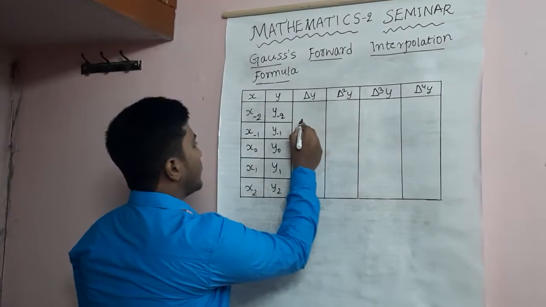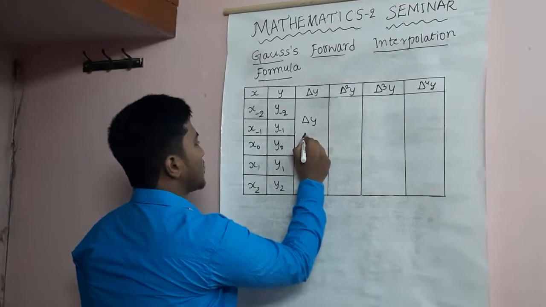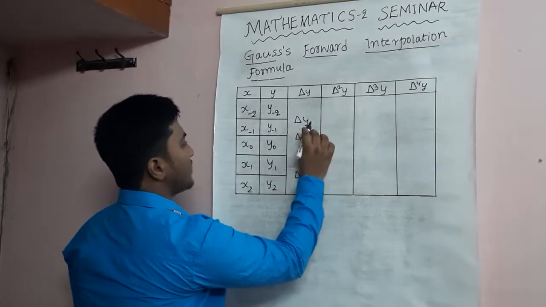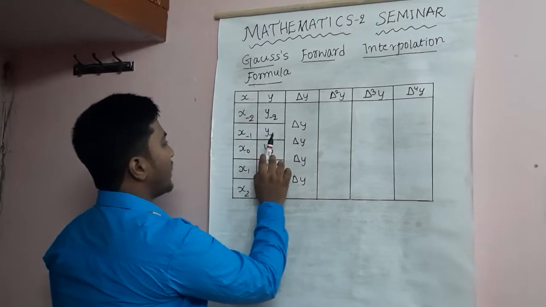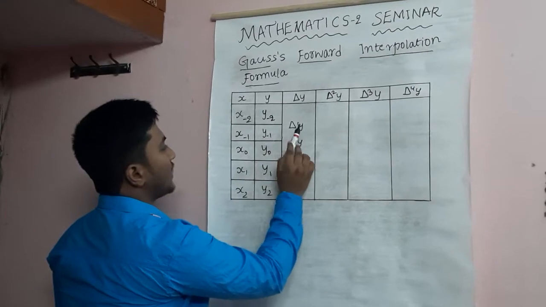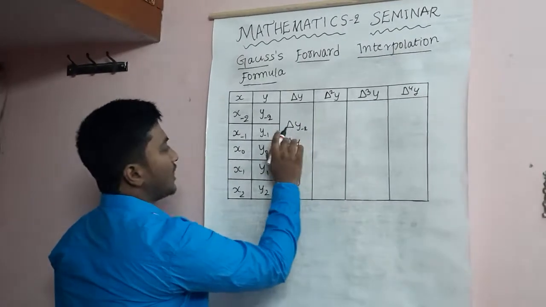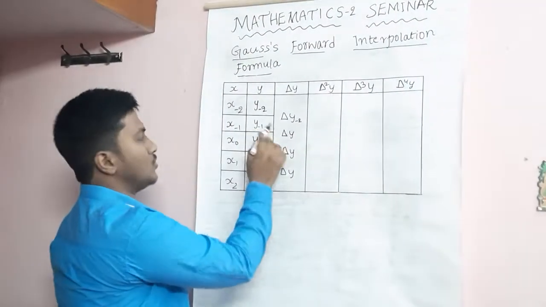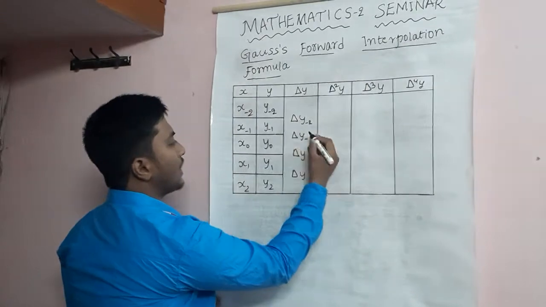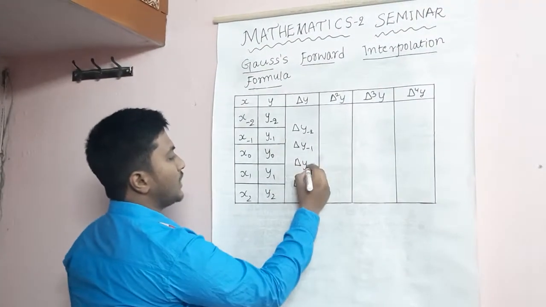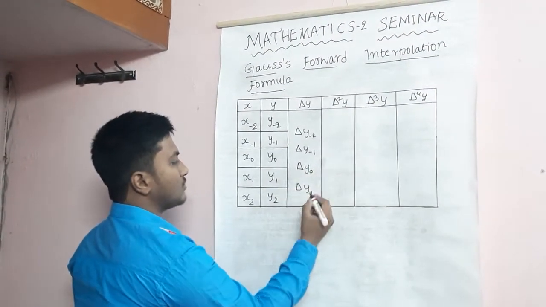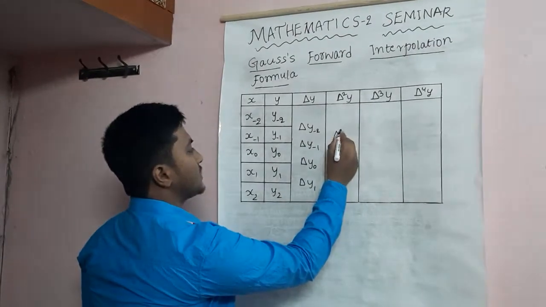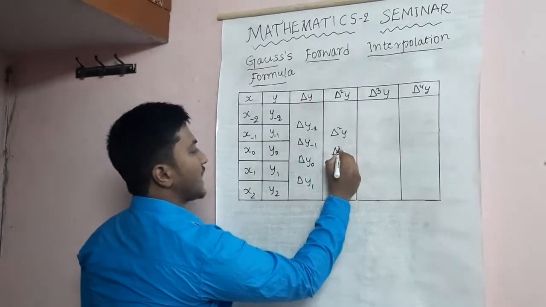So this is delta y. These are all first differences. This first difference is obtained by subtracting this one from this one. So delta y suffix minus 2 equals y suffix minus 1 minus y suffix minus 2. Similarly, this will become delta y suffix minus 1, this one delta y naught, and this one delta y1. So these are the first differences, and the corresponding next ones are delta square y. These are the second differences.